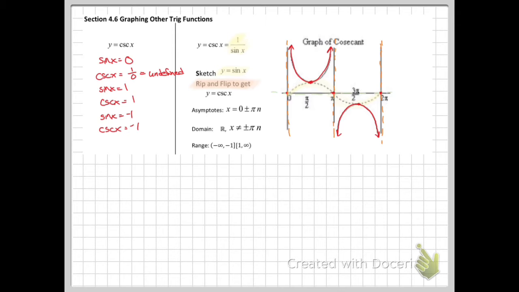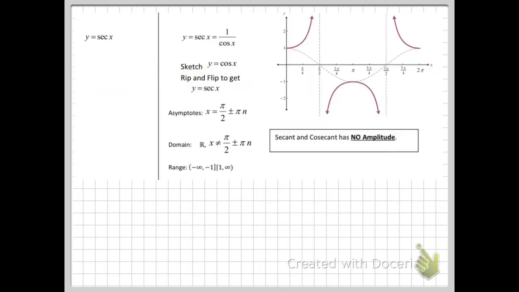Okay, so same idea for secant. So for the parent graph, our midline is at 0. So you would graph your midline first. Secant is the reciprocal of cosine. So you'll graph your cosine curve lightly or in another color. Cosine touches the midline, has zeros here and here. When you rip it and flip it, anything that touched the midline now becomes an asymptote. You rip it at the zeros.